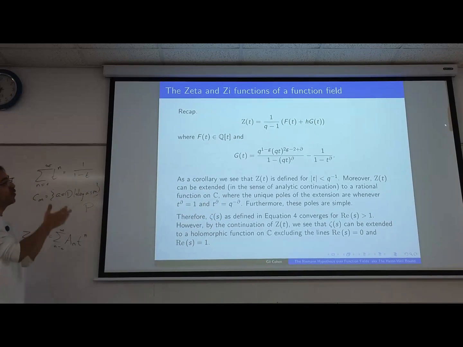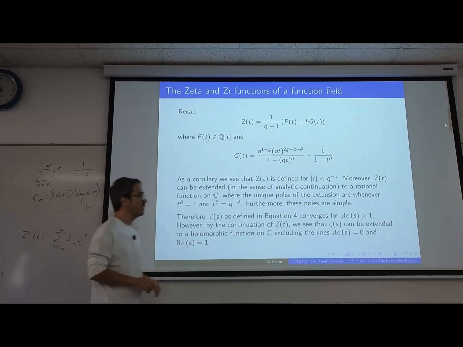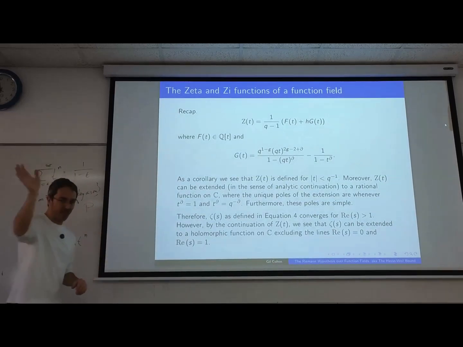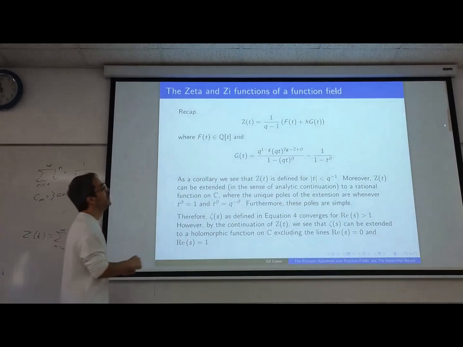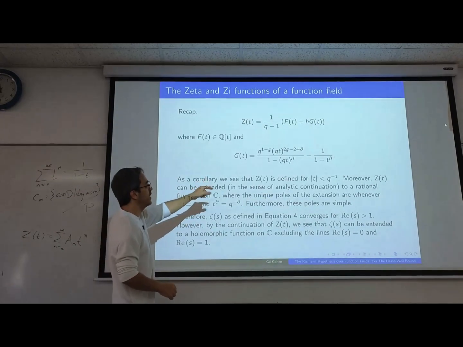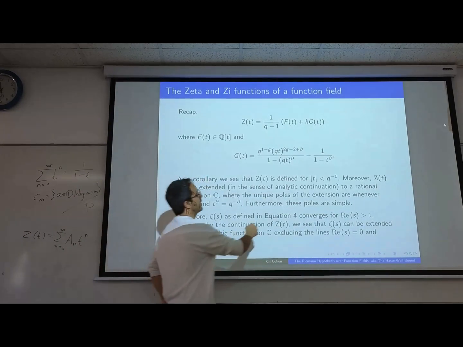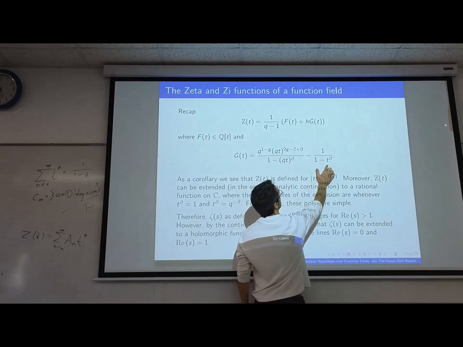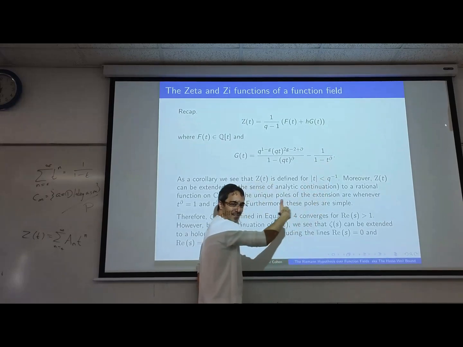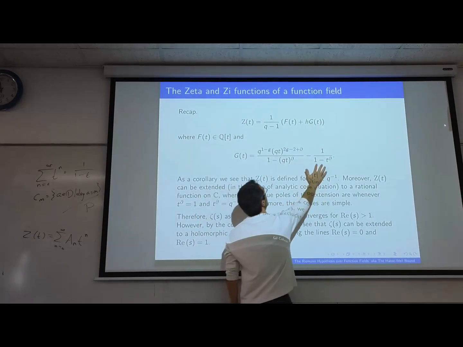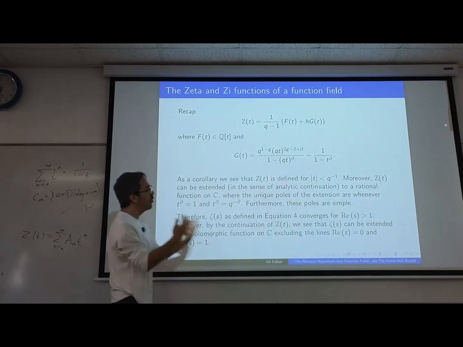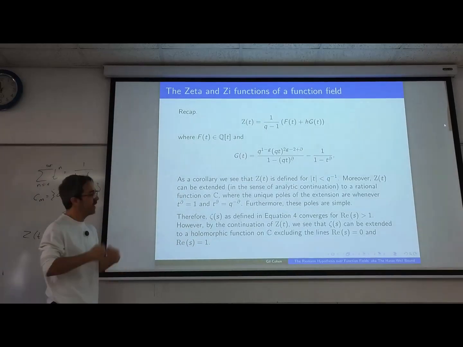So as a corollary, just by looking at these expressions, you can see that zt is a polynomial f of t plus g of t. The polynomial is fine. It's not going to have any problem in the complex plane. I mean, it's infinity at infinity, but we don't talk about that. And gt does have problems. It has poles at the del roots of unity, and also at 1 over q times a del root of unity.